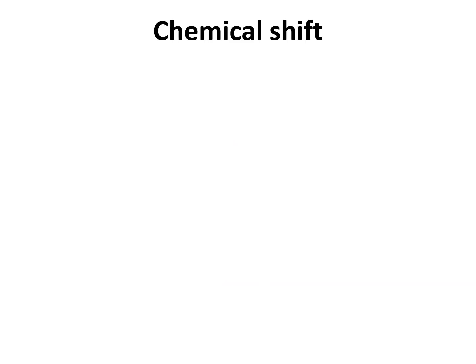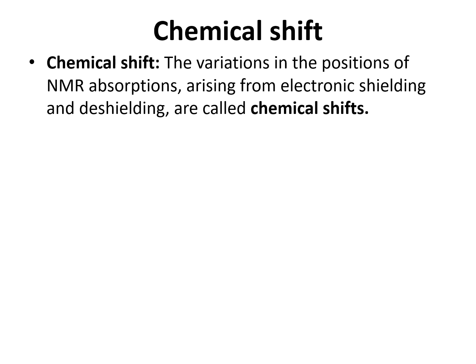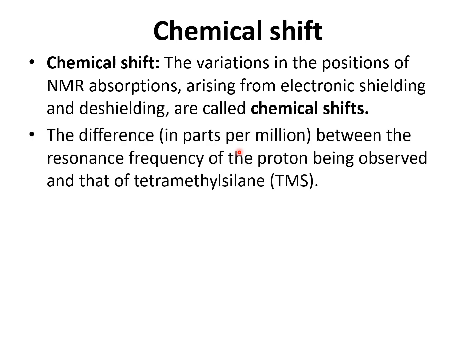Now let's see what this chemical shift is. The variation in the position of NMR absorption arising from electronic shielding and de-shielding, as I explained, more shielded protons are towards TMS, and less shielded protons are away from TMS. So why is there variation in the position? That is due to shielding and de-shielding, and that is called chemical shift. The difference in ppm, parts per million, between the resonance frequency of the proton being observed and that of TMS, that is tetramethylsilane, which is used as a reference, is called chemical shift.